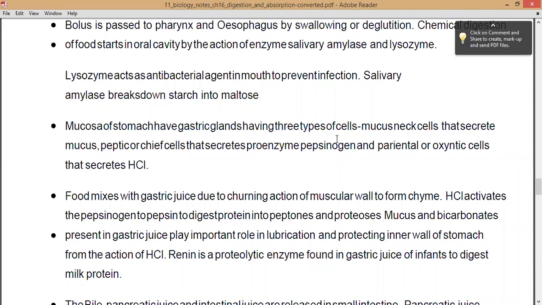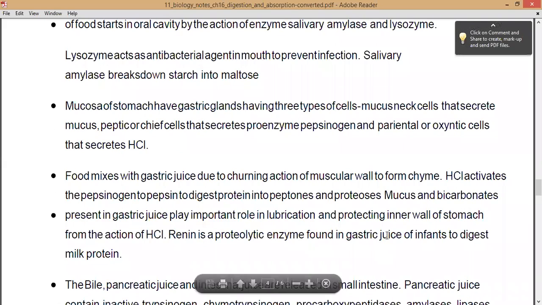And there is also the presence of renin. Renin is a proteolytic enzyme, and it is found in the gastric juice of infants, that is small babies. Newborn babies are dependent only on the mother's milk. So in the stomach of newborn babies there is the renin enzyme, which functions for digesting the milk protein. The milk protein is casein, and that casein is digested by the enzyme renin.